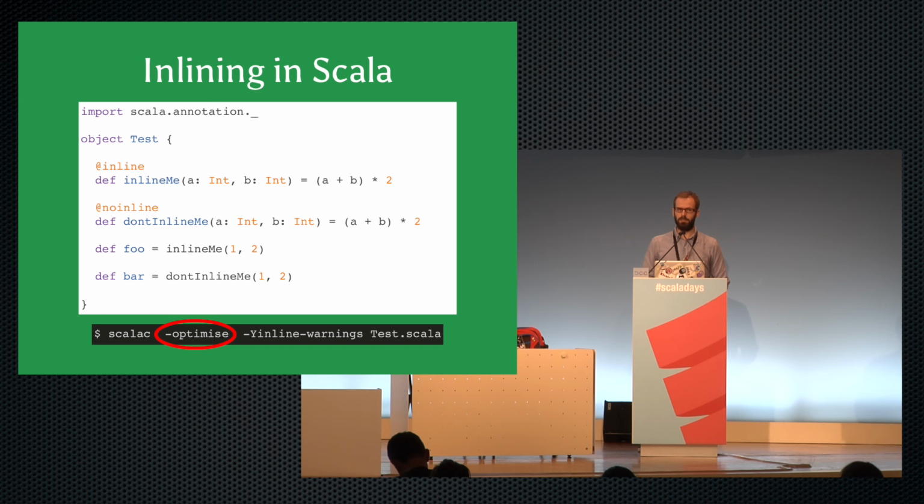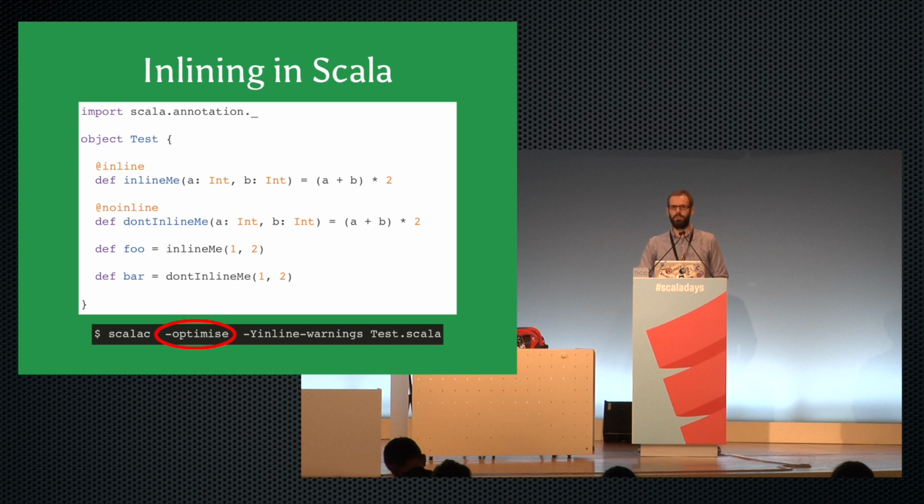So this is Scala Days, but I haven't really talked about Scala yet, so let's remedy that. This is how you do inlining in Scala. We have two annotations available. We have one called inline and one called no inline. And these are hints to the compiler. They're saying, please inline this code if you can, or obviously, please do not inline this code. And they are just hints. So they're not guarantees that this method will actually be inlined.